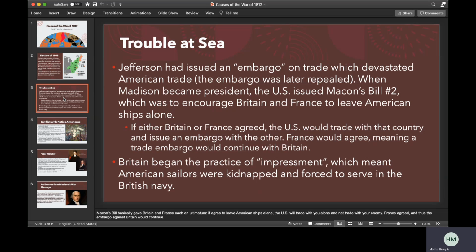Britain began the practice of impressment, which meant American sailors were kidnapped and forced to serve in the British Navy. This bill basically gave Britain and France an ultimatum, and France was the first to jump at the opportunity to trade with the U.S., and therefore they aren't going to trade with Britain, and that doesn't make Britain very happy.